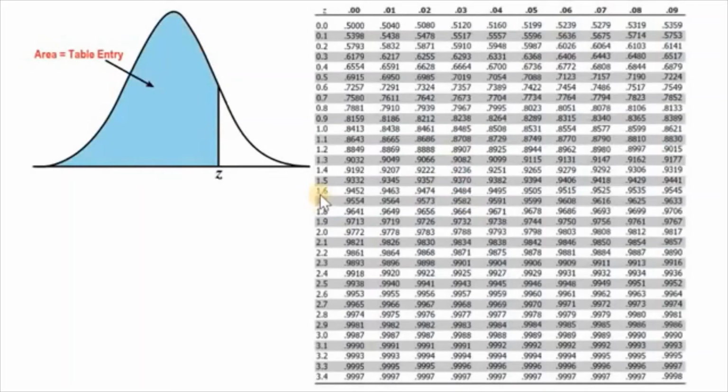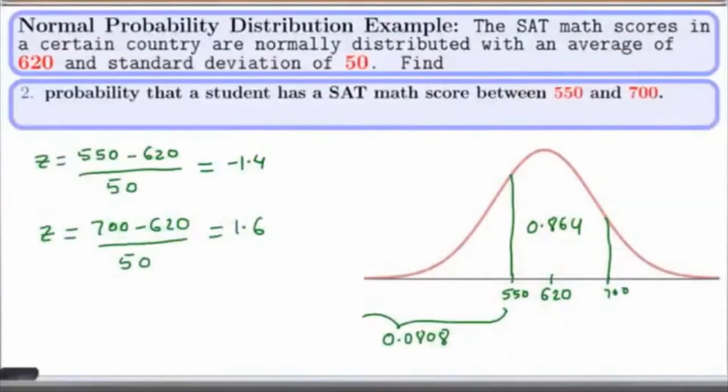So the area for a z-score of 1.6, you'll be looking at the row of 1.6 and the column of 0.00, which is 0.9452. So let me put that down here. Basically, the area to the left of 700 is 0.9452.